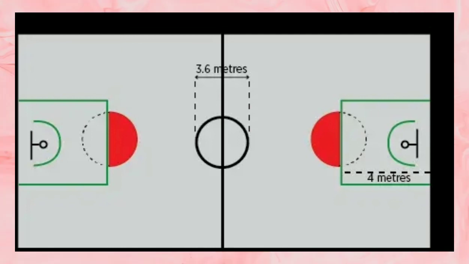Spectators. These people must be seated at a distance of at least 5 meters from the outer edge of the boundary line of the playing court.